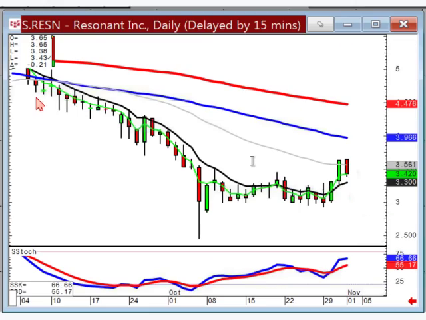Oh, no, that's not really a wedge breakout. It's kind of a double bottom. Nothing real exciting on that one, Rob. Let's see. GLMD.